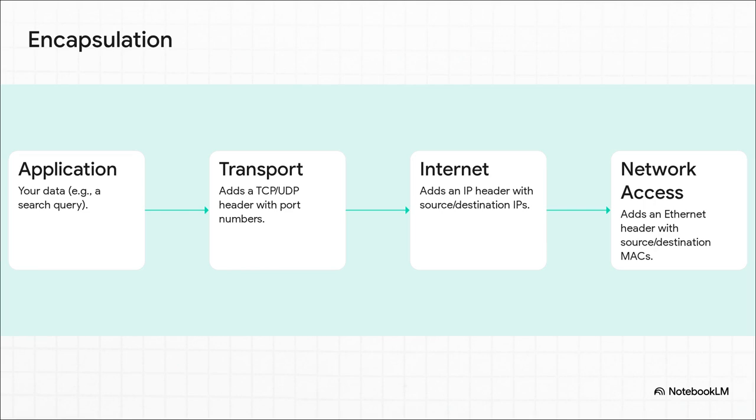Honestly, the best way to think about it is like putting a letter inside a series of envelopes. Your data, your search query, starts at the application layer. Then, the transport layer wraps it in an envelope. The internet layer adds another envelope with the IP addresses. And finally, the network access layer adds the very last envelope with the local MAC addresses, getting it all ready for that first little jump to your router.